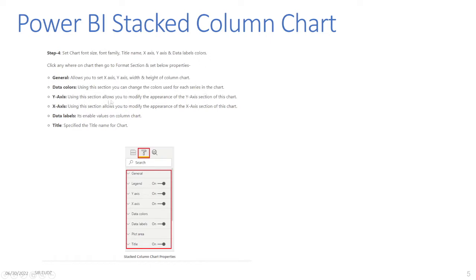Y-axis, using this section allows you to modify the appearance of the y-axis section of this chart. X-axis, using this section allows you to modify the appearance of the x-axis section of this chart. Data labels, if enabled, the values on the chart will be displayed, so you can switch it on or off. Then title, specify the title name for the chart. So more or less this is how the properties section, or the format section, will appear on your screen.